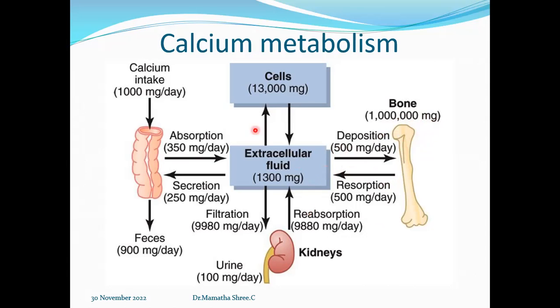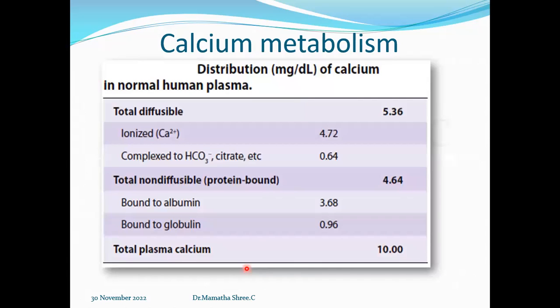So totally, if you can see, there are more stores in the bone, and also in the cells, and also in the ECF. But though the total intake is 1000 milligrams, it is excreted equally through feces and urine to maintain stable levels of calcium.